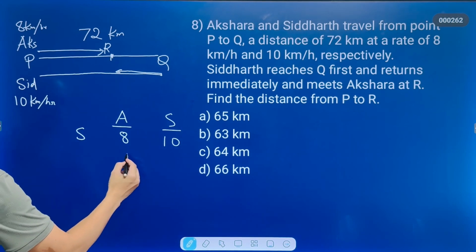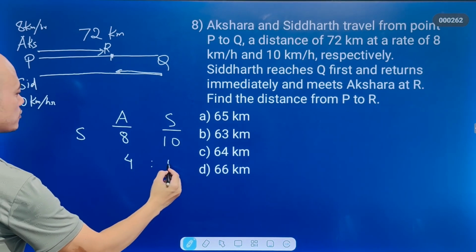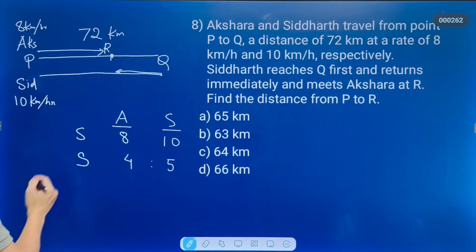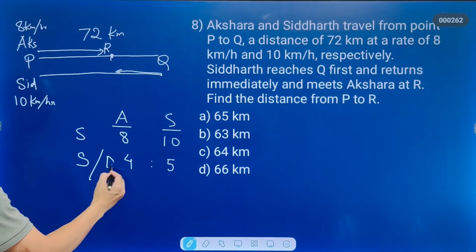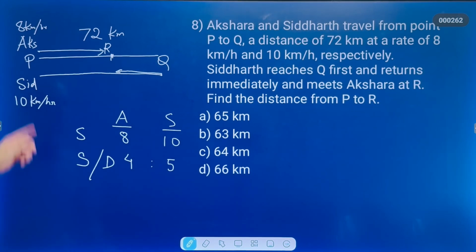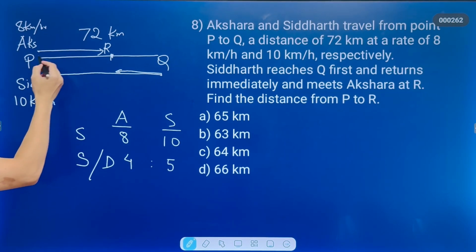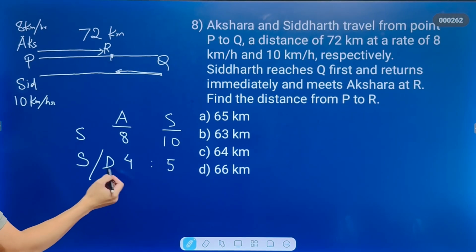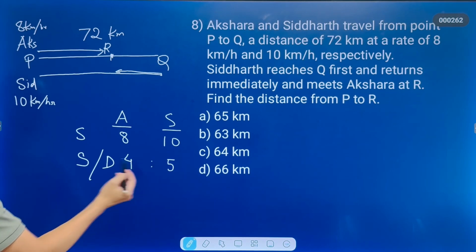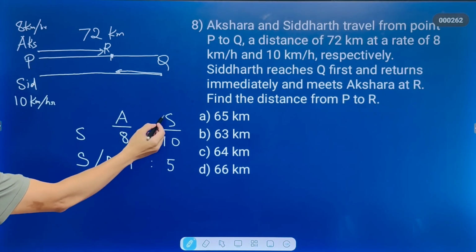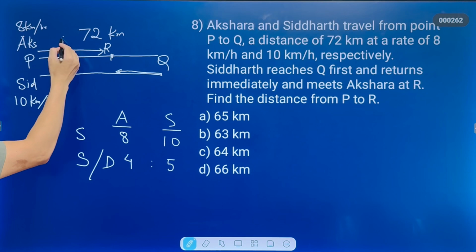So the ratio of speed is, 2 fours are 8, 2 fives are 10, so it is 4:5. We know speed is directly proportional to distance, so the distance ratio will be the same if time remains constant. Yes, time is constant in this case. Now you can see here, the distance proportion is 4:5, so Akshara is 4 and Siddharth is 5.